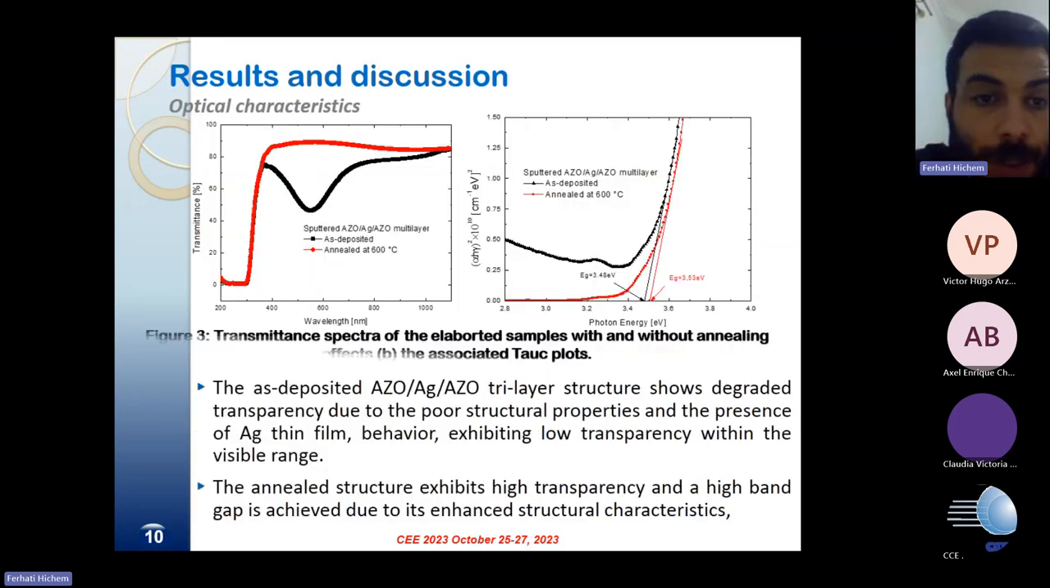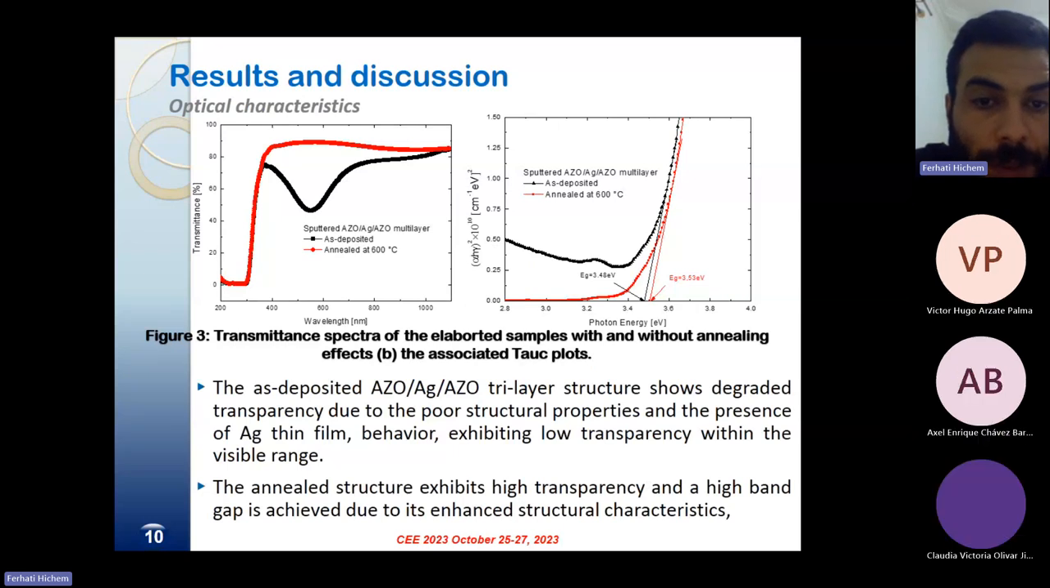This figure shows the transmittance spectra of the developed multilayer structures with and without annealing effects. Also, the top plots are given in the second figure. The as-deposited film shows degraded transparency due to the poor structural properties and the presence of Ag thin film behavior, exhibiting low transparency within the visible range. The annealed structure exhibits high transparency and a high band gap is achieved due to its enhanced structural characteristics.